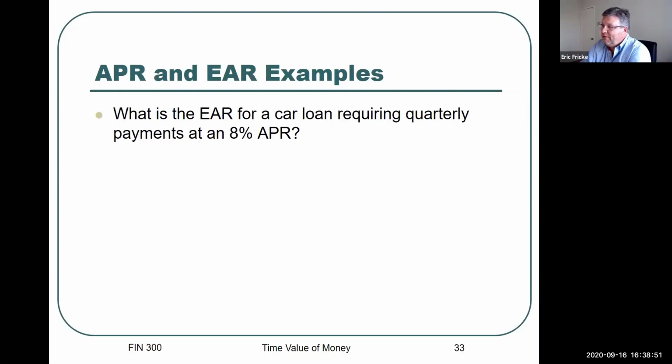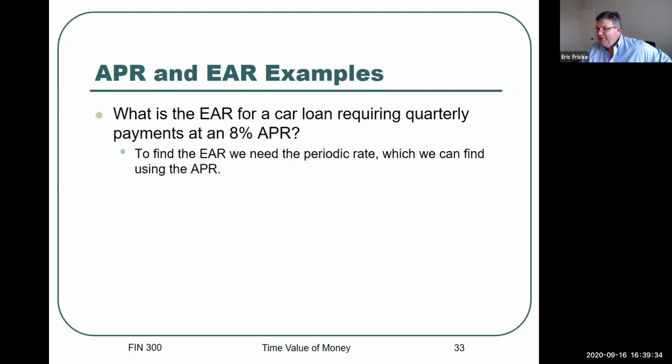What is the EAR for a car loan requiring quarterly payments at an 8% APR? So we have to find the EAR, and to find the EAR, we need the periodic interest rate. But we're not given the periodic interest rate. Instead, we're given the APR. So that means to solve this problem, it's a two-step process. First, use the APR to calculate the periodic rate, and then two, use that periodic rate to calculate the EAR.